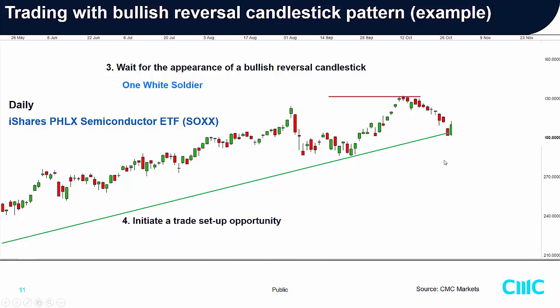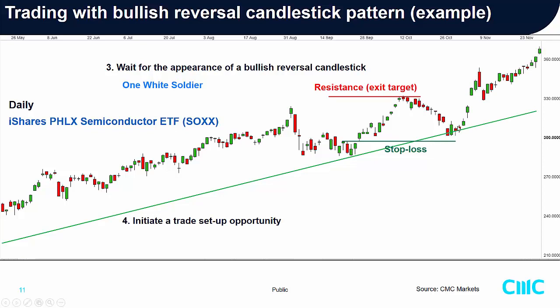Okay, so let's say per se that this will be the exit target, and this will be the stop loss, a certain number of ticks below the support level. If you calculate the reward risk ratio based on the next price action over here, it seems to me that the expected reward is more than the expected risk. So that is what I would call a very good trading setup opportunity.